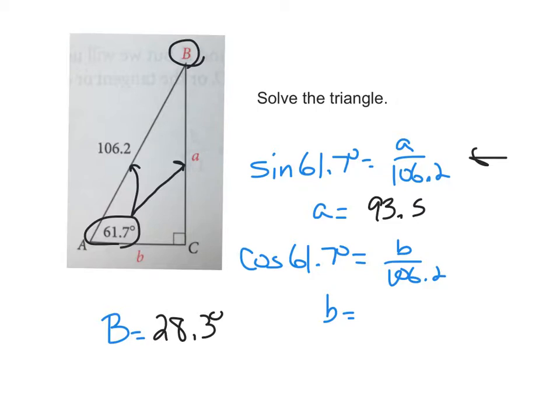And then for side B, I'm going to use 61.7 again, but the B is actually adjacent to it. So I'm adjacent over hypotenuse. That's why I'm using cosine. Same steps, except cosine 61.7 times 106.2, and I get 50.3. All right, so I'm going to stop the video and you can check your calculations there, make sure you're good on how we're doing that on the calculator.